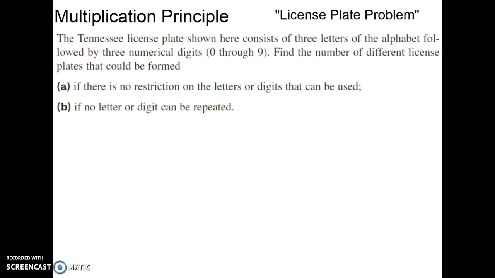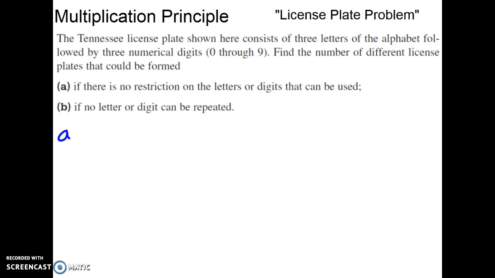So this is obviously bumping it up to the next level or 2. It's the license plate problem. So the Tennessee license plate shown here consists of 3 letters of the alphabet followed by 3 numerical digits. Just like any other license plate from any other state. I'm not sure why they specified Tennessee, but find the number of different license plates that could be formed. Okay. Now there's 2 different scenarios. A is if there is no restriction on the letters or digits that can be used. And then B is if no letter or digit can be repeated. So these are two different problems when we're talking about combinatorics.